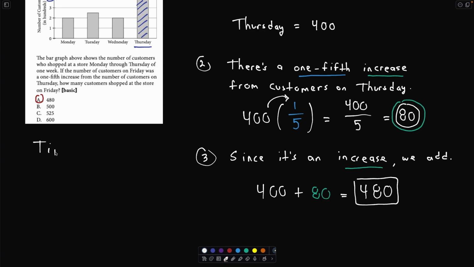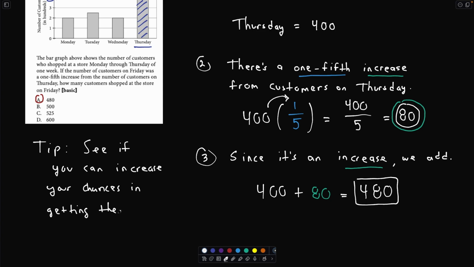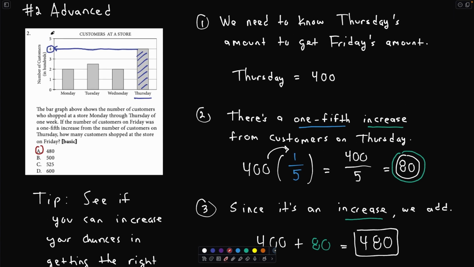Here's a tip. See if you could increase your chances for getting the correct answer. Well, let's look at our graph. It only goes up to 5, which signifies 500. So I could disregard C and D because those values are above 500, which gives me just 2 answer choices to choose from. So you could use tips like this to kind of increase your chances on getting the correct answer if you're stuck. But as we know, we worked this out, and the answer for this one is 480.